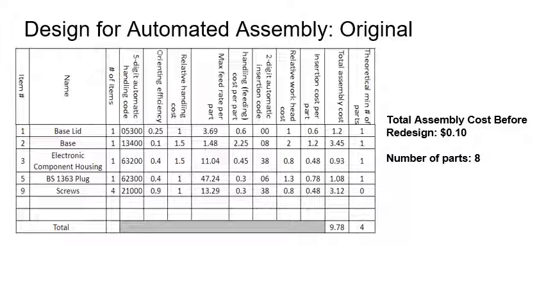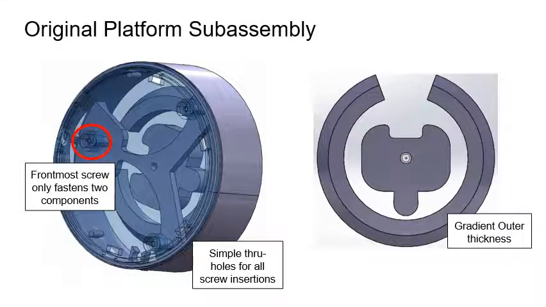Based on product volume, a desired feed rate of 6 parts per minute was chosen, and the product design for manufacturing and assembly tables were consulted to estimate orienting efficiency and relative handling costs. The original design yields a total assembly cost of about 10 cents. As seen in these original design figures, we noticed 3 areas that could be improved via design for assembly guidelines.